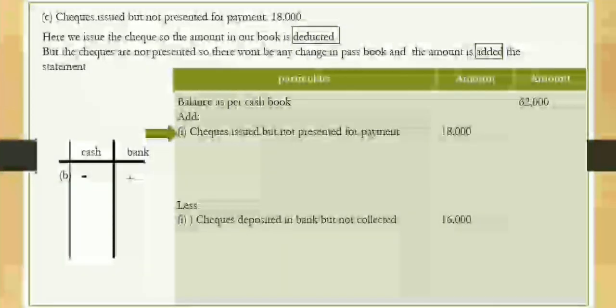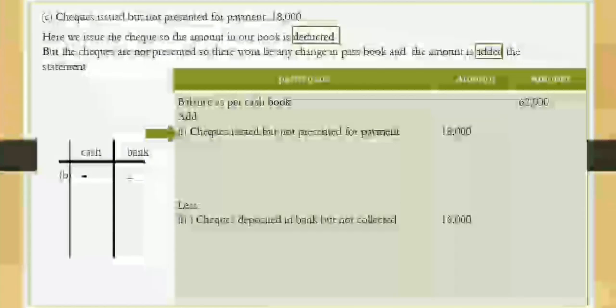Why? Because it is not presented for payment. It's like we gave the check to someone but they did not deposit it in their account. So the amount is reduced in our cash book but not in our passbook. So the difference is here. Since the amount is reduced in the cash book, it is supposed to be added in the bank, that is in our passbook, in the bank reconciliation statement. So the amount is added in the BRS. Checks issued but not presented for payment, 18,000.